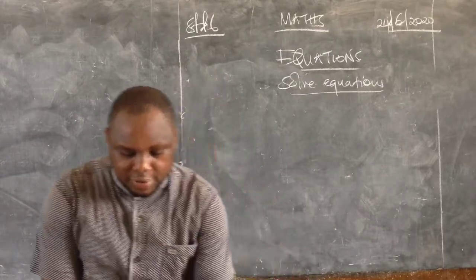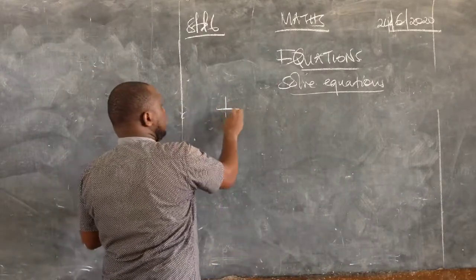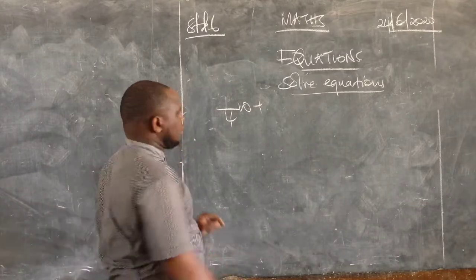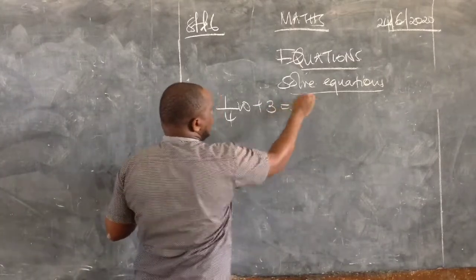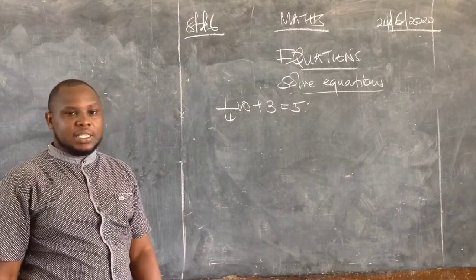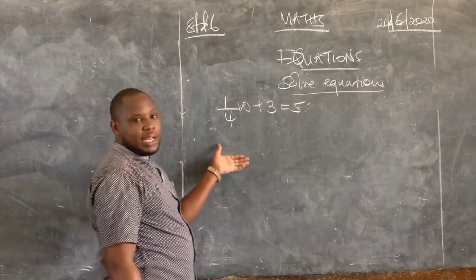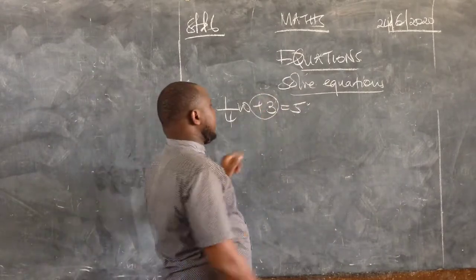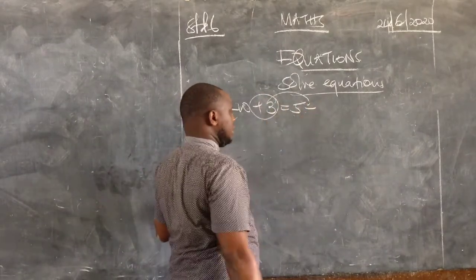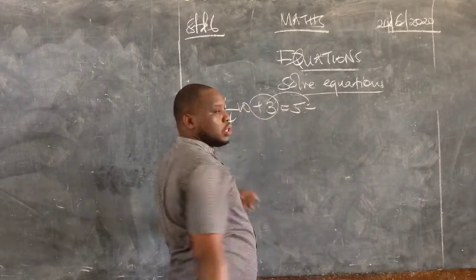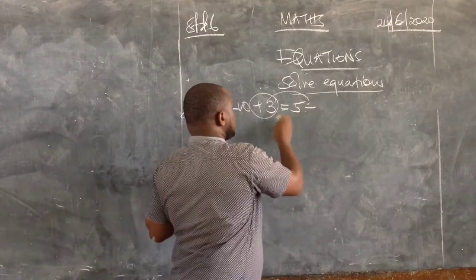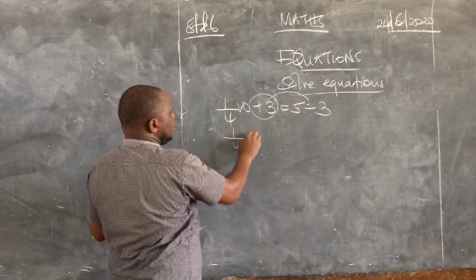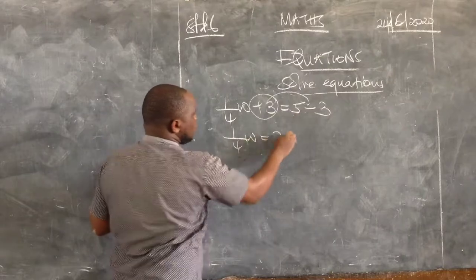Like for example, we can be given a quarter W plus 3 is equivalent to 5. So what we do, learner, is that we group like terms together by getting this 3 and subtracting from this side. Because this is plus 3, once it crosses the equal sign, it becomes minus 3. So this is going to be a quarter W is equal to 5 minus 3, 2.